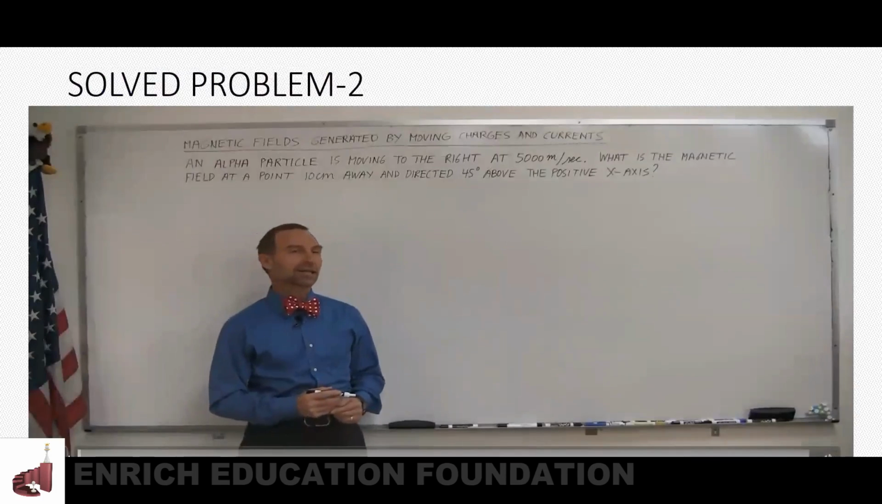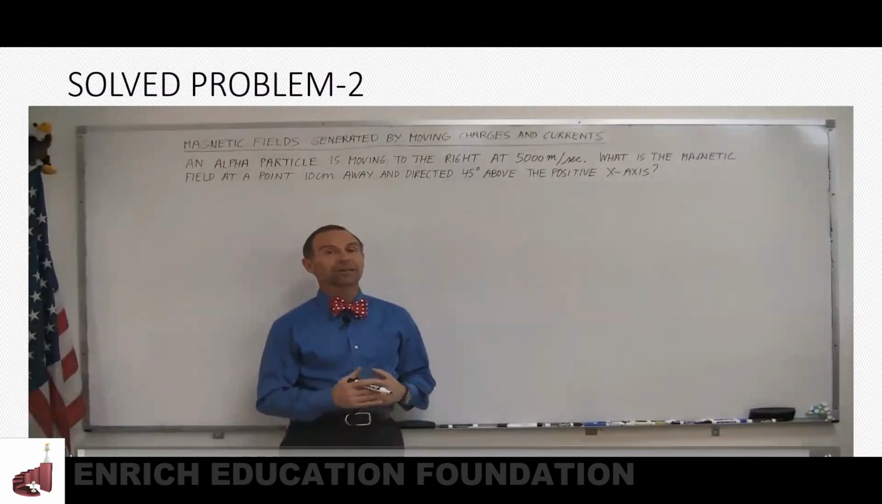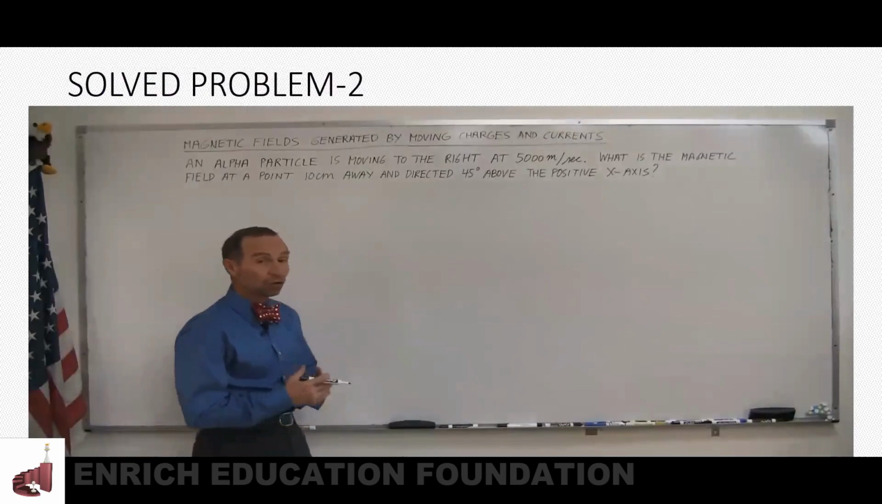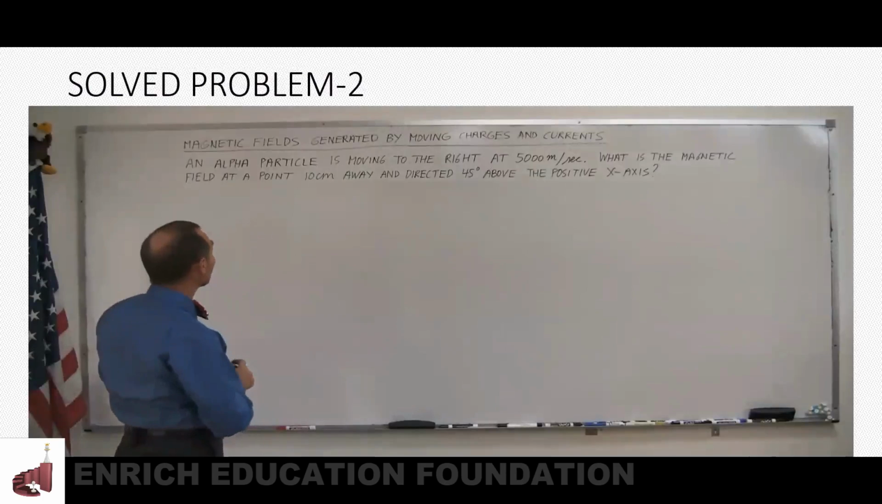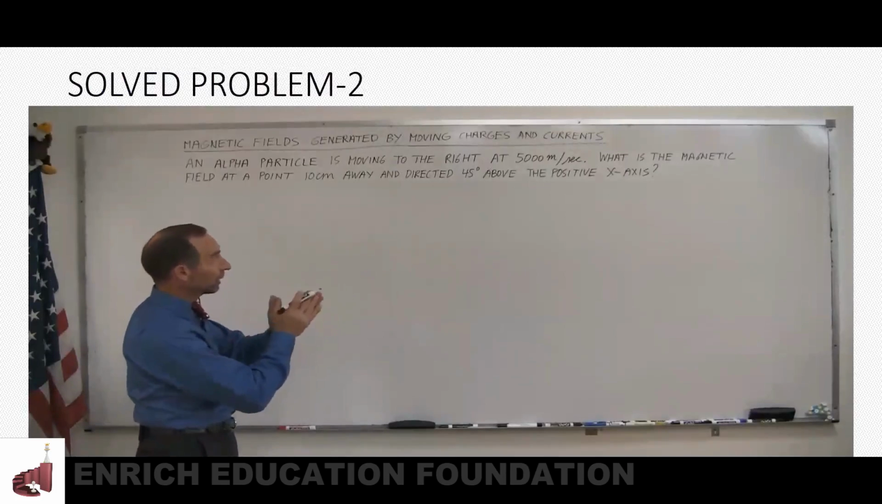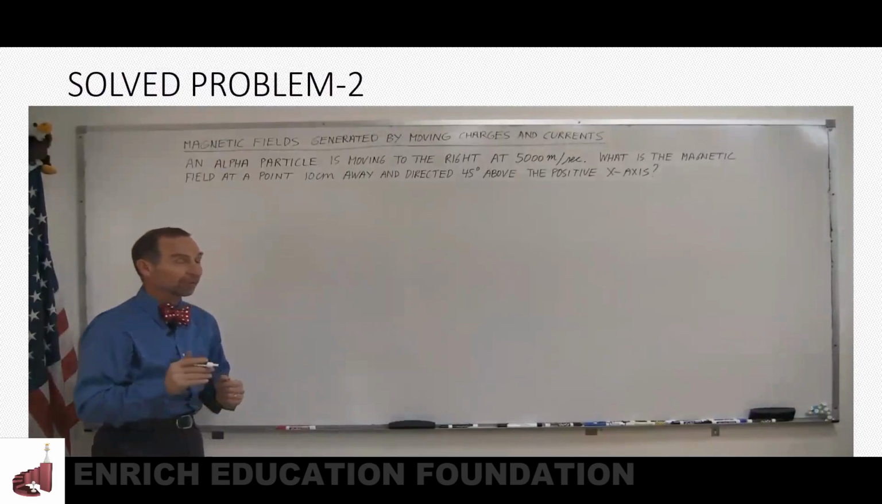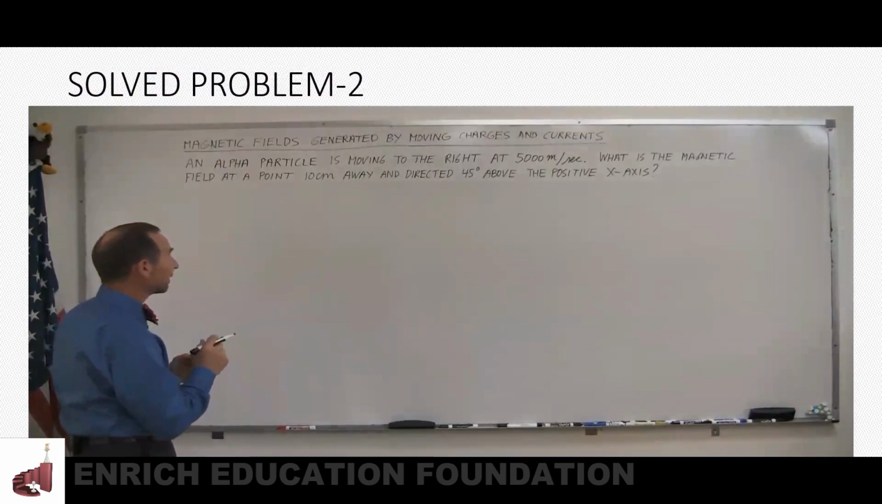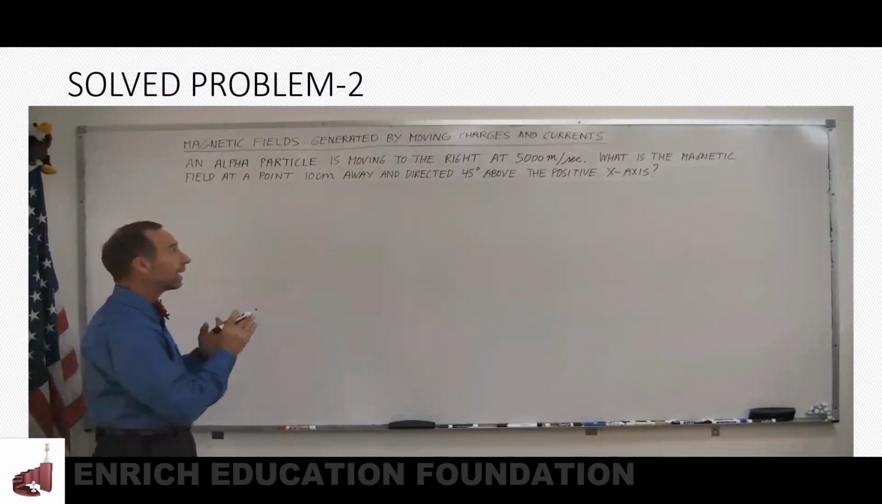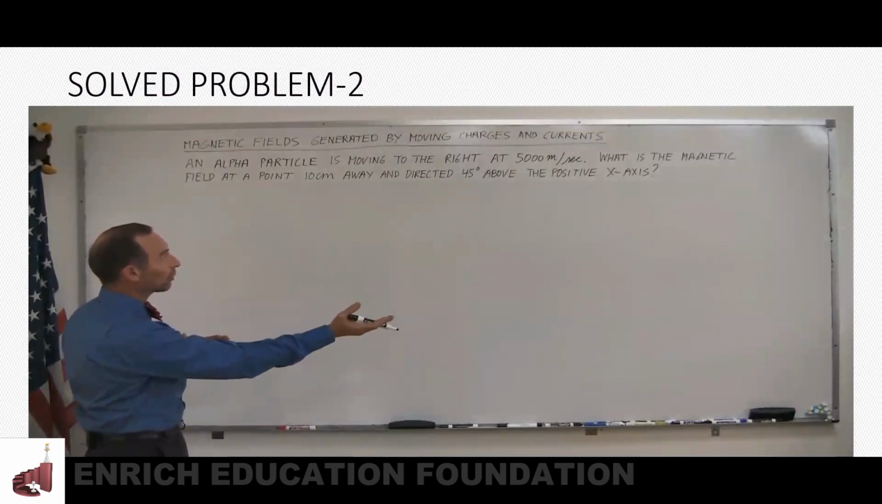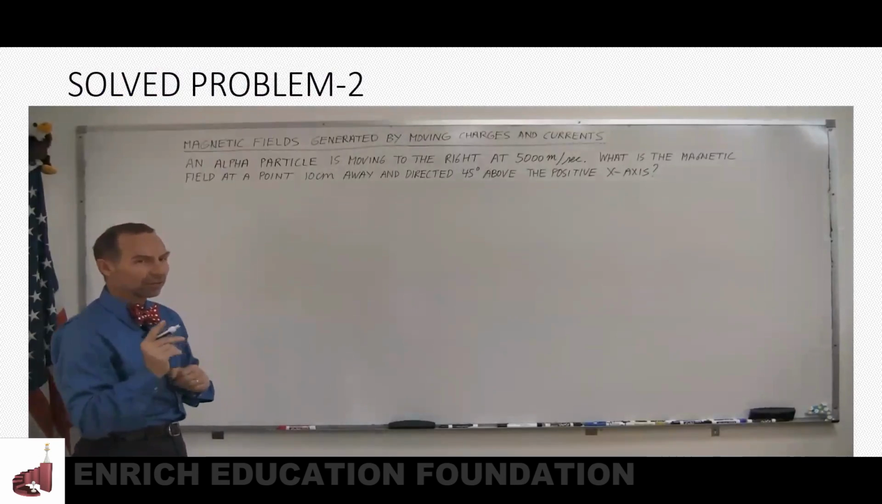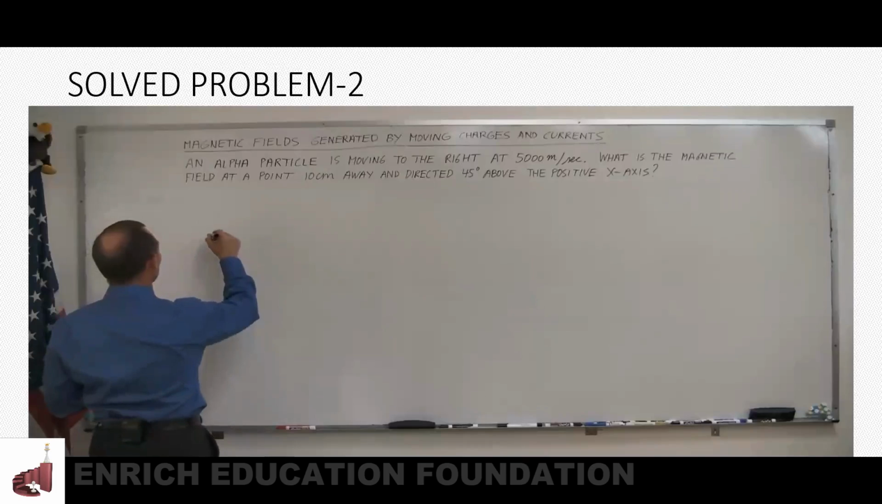Welcome to iLecture Online, and here's our second example, how we find the magnetic field caused by a moving charge. Again, just like in the first example, we have an alpha particle that's moving to the right at 5,000 meters per second, and we're supposed to find the magnetic field located 10 centimeters away, but this time it's at an angle directed 45 degrees above the positive x-axis. So let's make a drawing of that and see what it looks like.